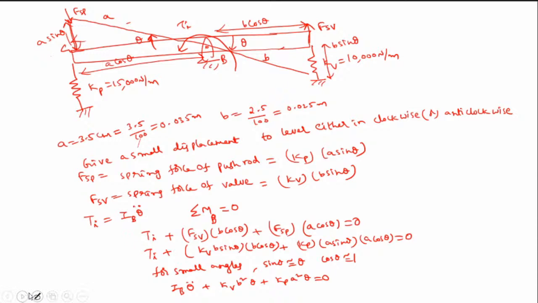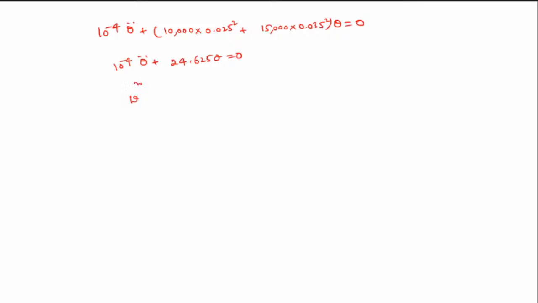Now let us substitute the values. So this is 10 power minus 4 theta double dot plus 10,000 into 0.025 square plus 15,000 into 0.035 square into theta, plus 24. So it is looking like m x double dot plus kx equal to 0.